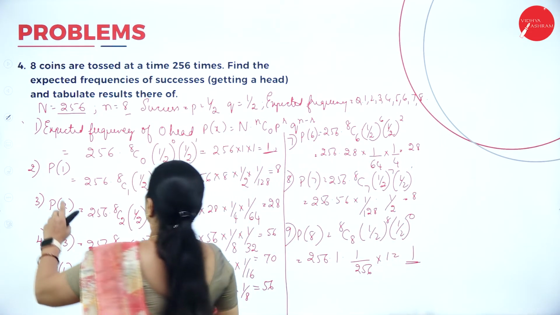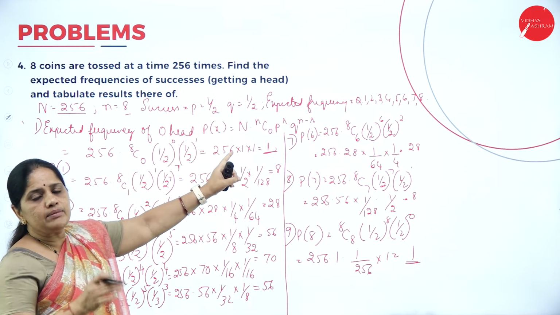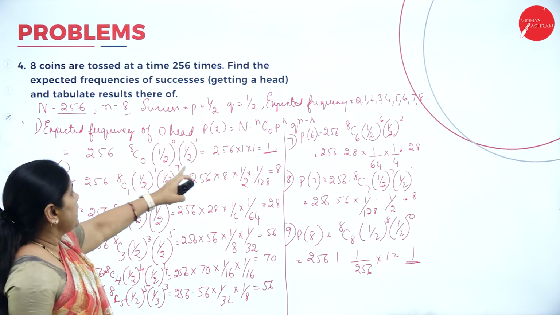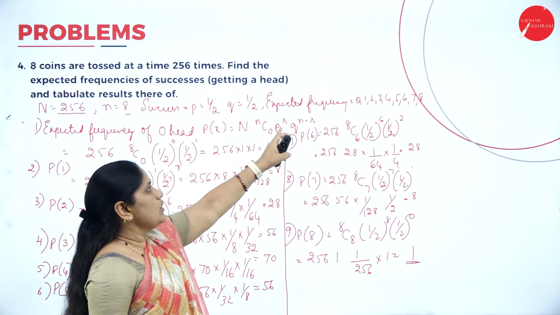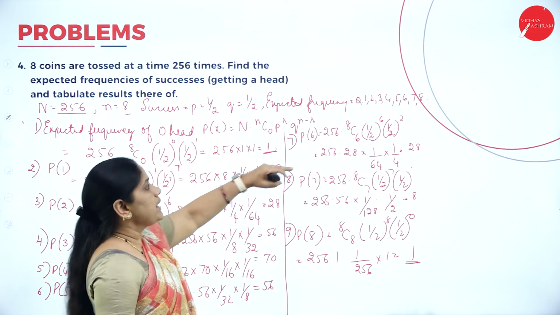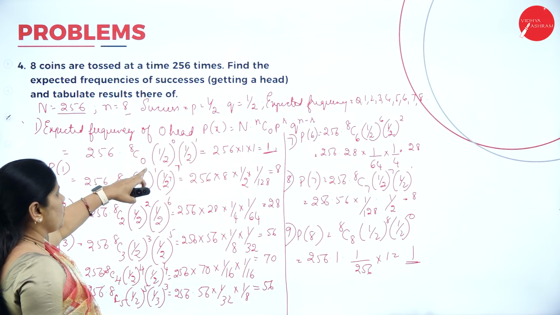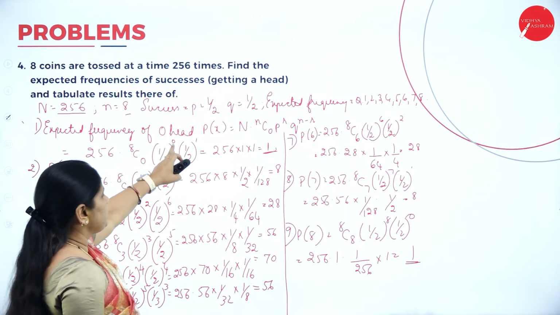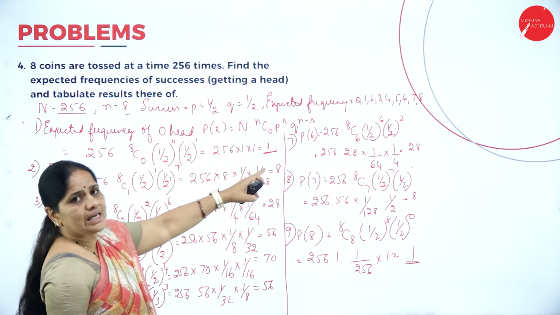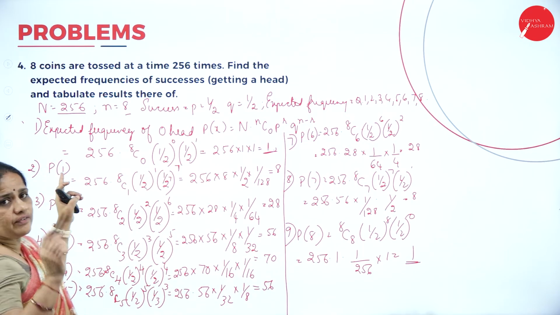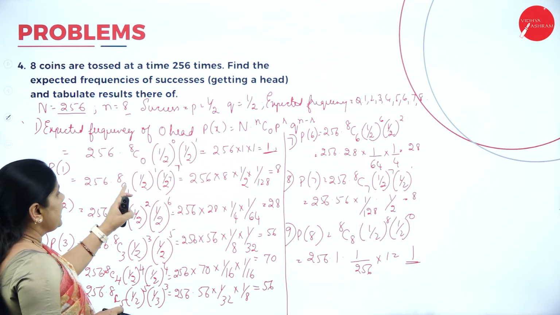So in the first case, the expected frequency of 0 heads. When 8 coins are tossed at a time, the frequency of getting 0 heads we have to calculate using the formula N into nCr into p to the power of r into q to the power of n minus r. So N is equal to 256, so 8C0 into half to the power of 0 into half to the power of 8. So that will be 256 into 1 into 1 by 256, that is 1. Then the probability of getting 1 head when 8 coins are tossed is again 256 into 8C1.